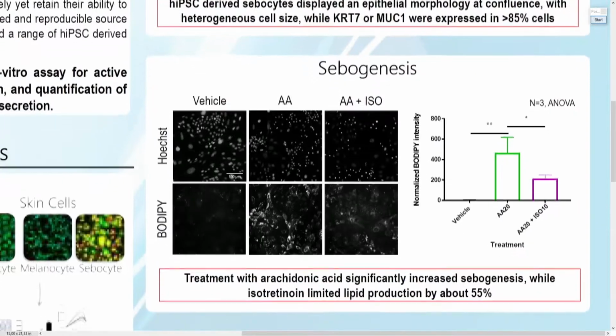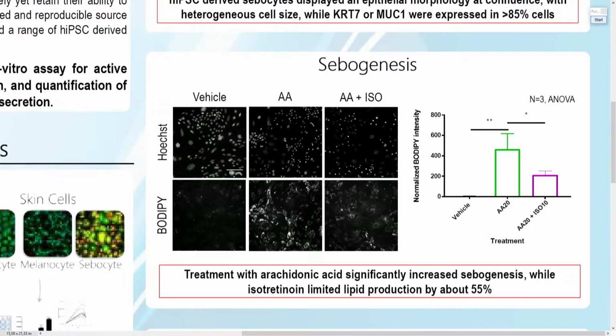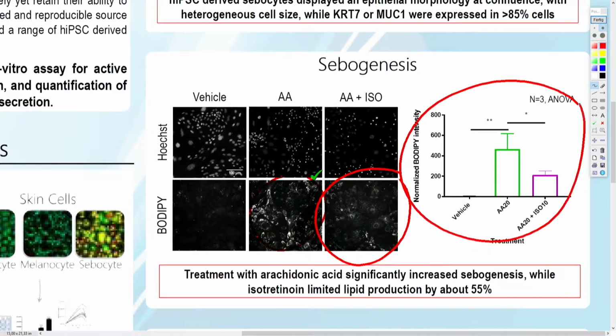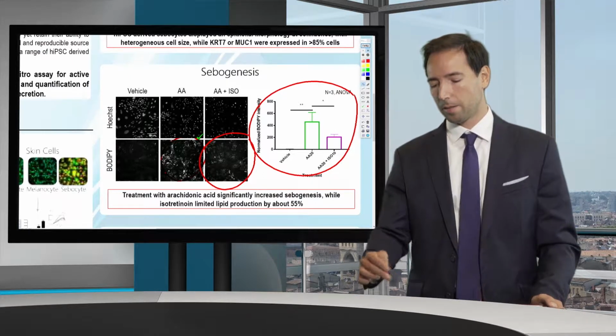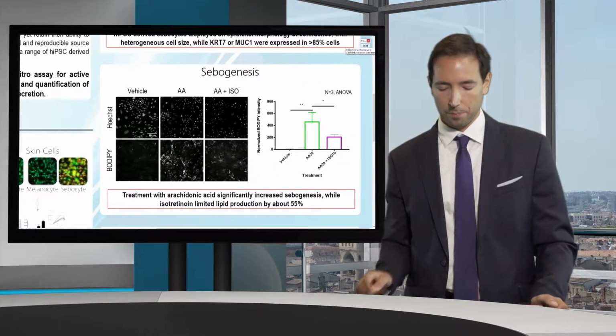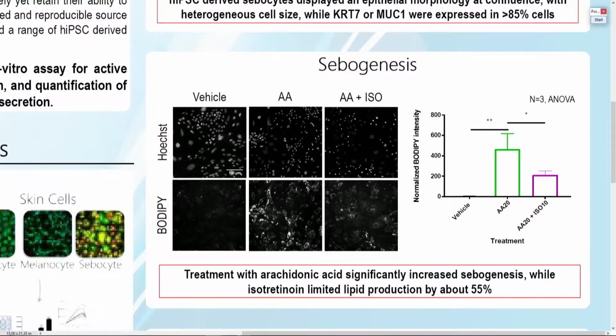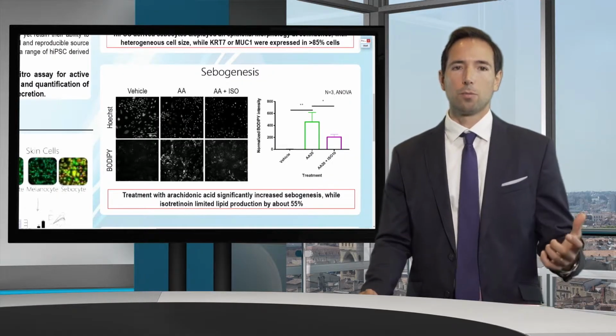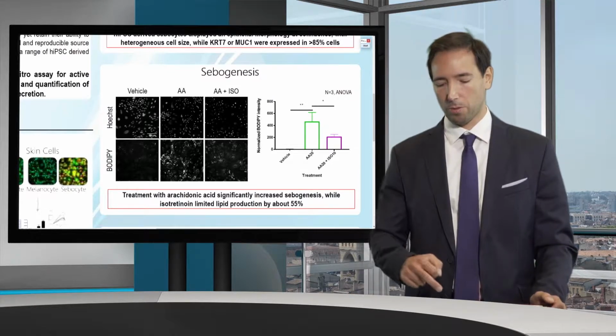So as you can see on this panel, arachidonic acid treatment strongly increases lipid production here. And the addition of isotretinoin has a significant effect on limiting sebogenesis, which was quantified in this panel here, where you see significant increase of lipid production following arachidonic acid treatment and significant decrease when isotretinoin is added to the arachidonic acid. So this means we can use iPS-derived sebocytes to model sebogenesis in response to arachidonic acid treatment.